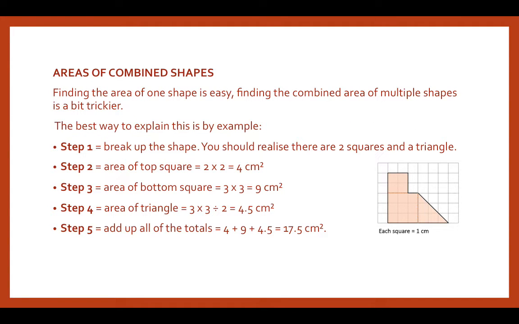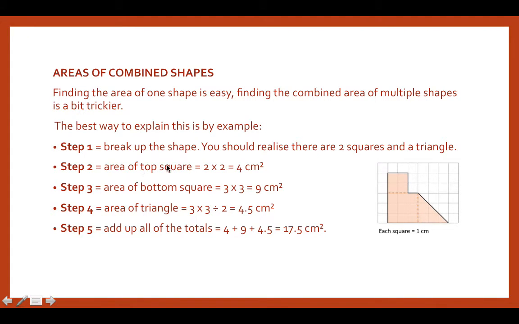So areas of combined shapes. So finding the area of one shape is easy, but finding the combined area of multiple shapes can be a bit trickier. So the best way to explain this is by example. So here we have our shape drawn on a squared grid of 1 centimeters. So break up the shape, and I've broken up this shape like so. So I've drawn little dotted lines to see which shape I'm working with. So you should realise there's 2 squares and a triangle.